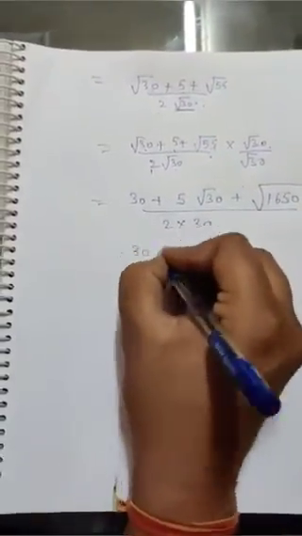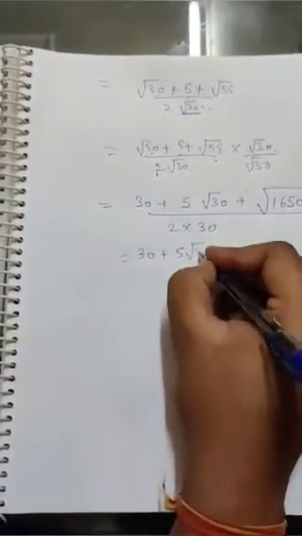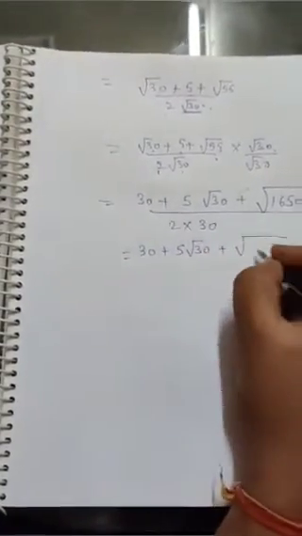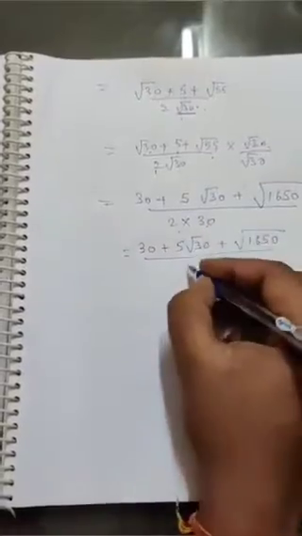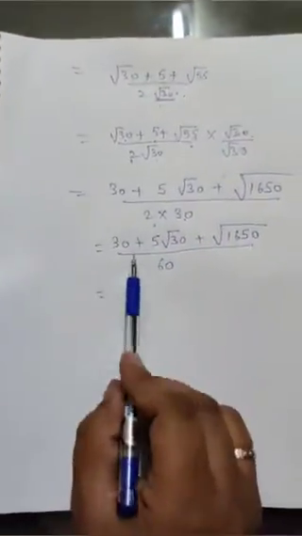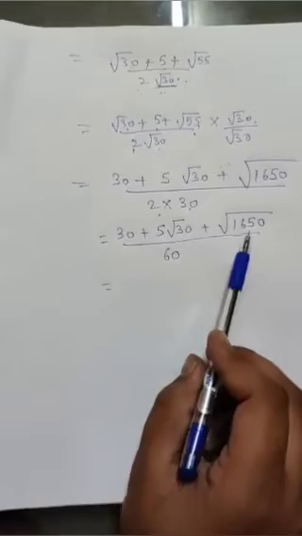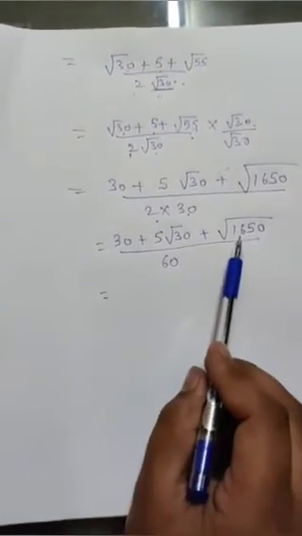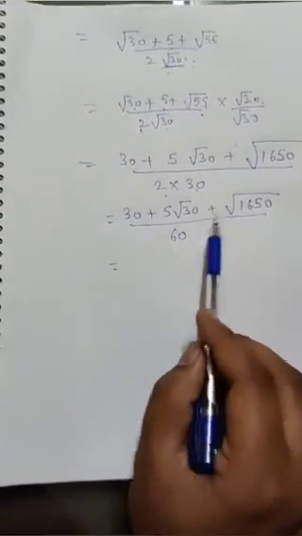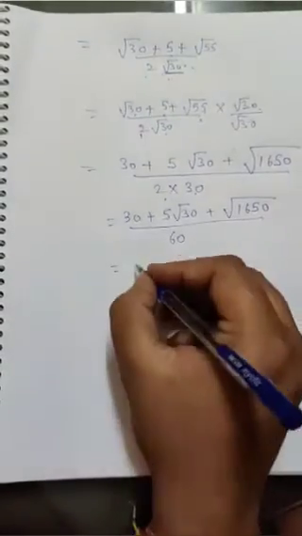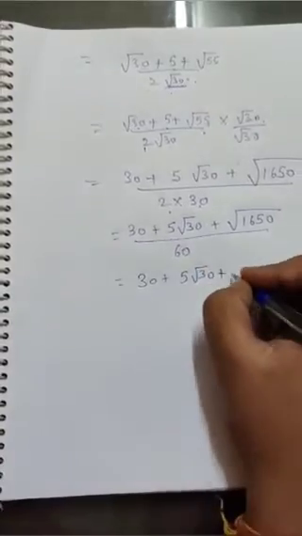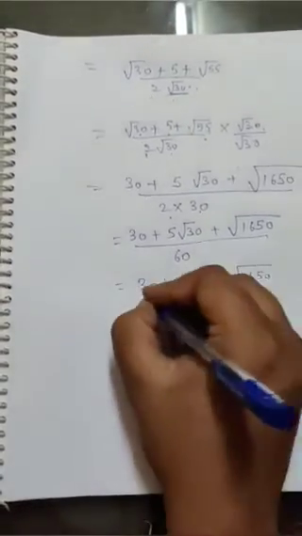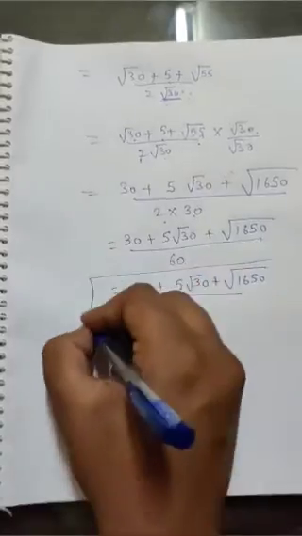So 30 plus 5 under the root 30 plus under the root 1650 divided by 2 multiply 30, that is 60. Now we need to check whether 2 is common in any of the digits, or whether 30 is common. Here there is no common factor. So this will be our final answer, 30 plus 5 under the root 30 plus under the root 1650 divided by 60. So this is our answer.